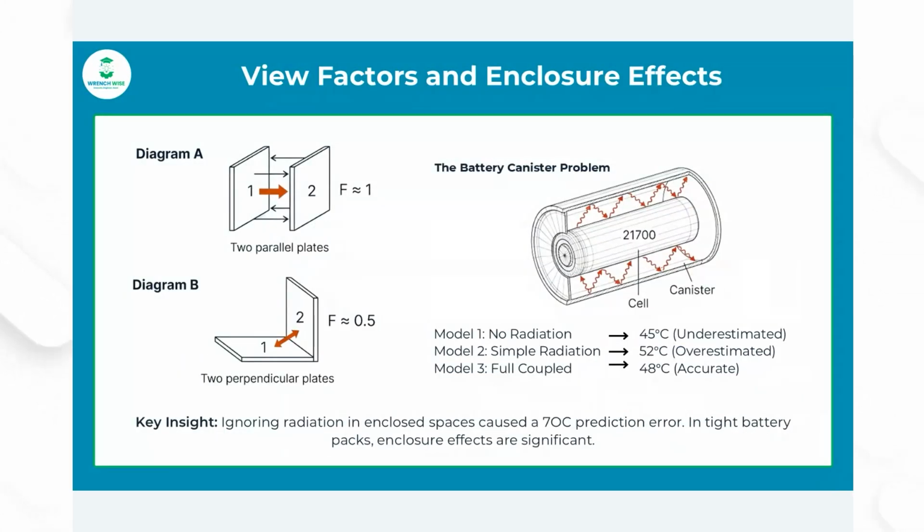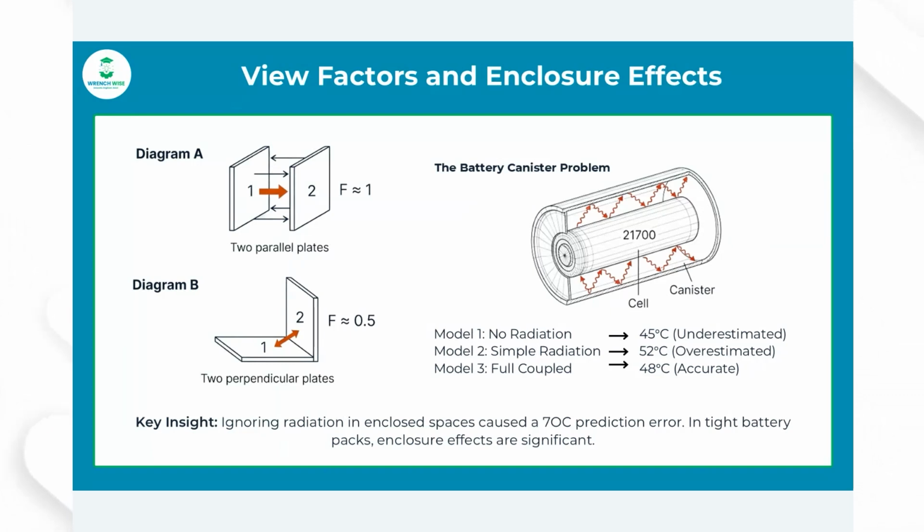Before we get into the equations that radiation will go through, first we want to understand this metric of view factor, right? View factor is simply the fraction of radiation leaving surface 1 that actually hits surface 2. Looking at diagram A here, there are two parallel plates which are close together. Almost everything leaving one hits the other. So the view factor is equal to 1 or nearly equal to 1.